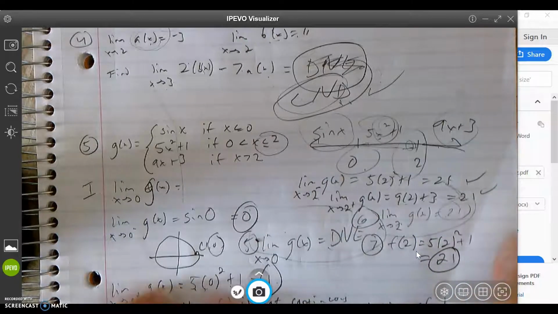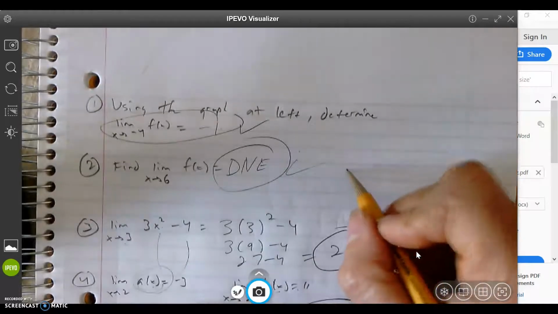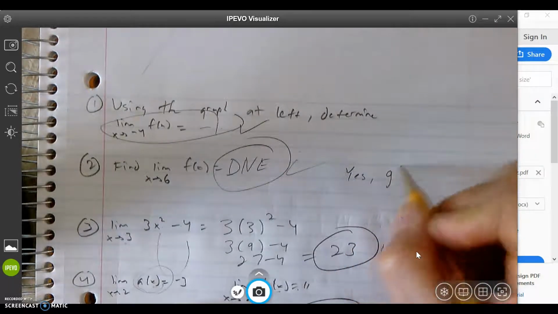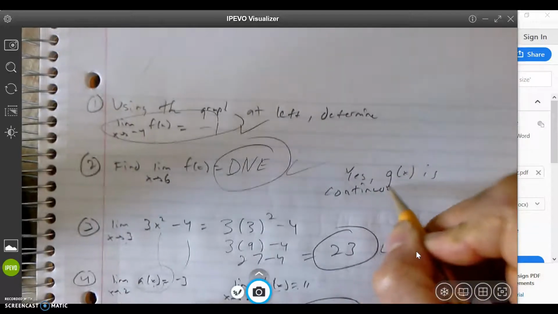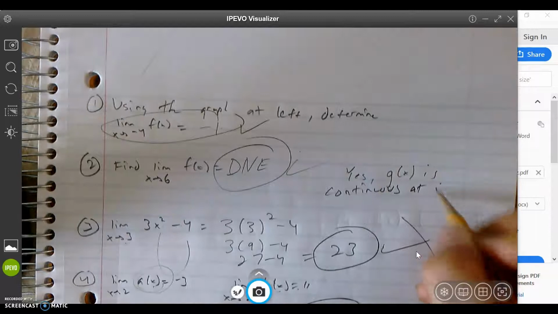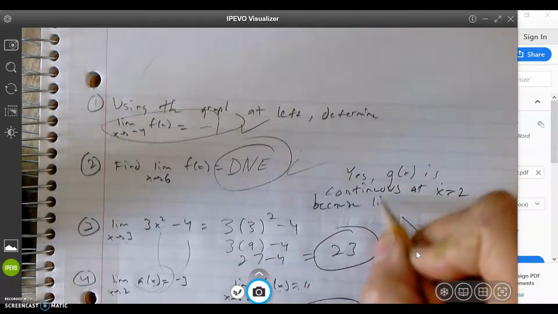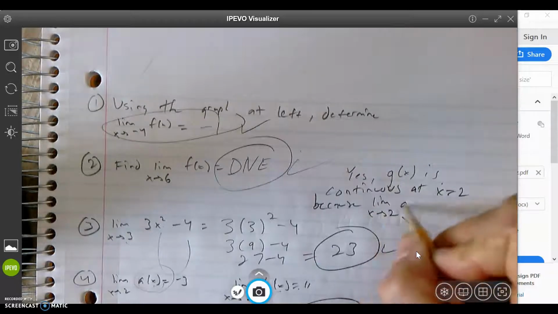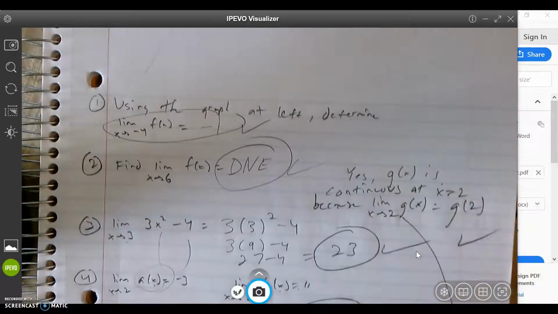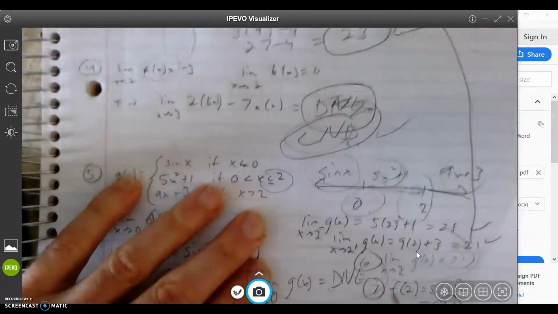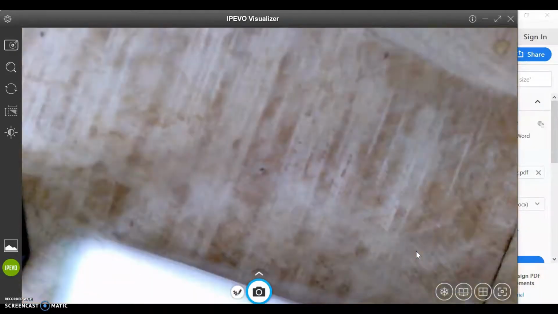You good. So concluding statement, I'm going to write it up here because I need more room. This is number 7. Yes, g of x is continuous at x equals 2 because the limit as x approaches 2 of g of x equals g of 2. Boop! Got it. Sorry. And down here, I messed up. This should be g of 2. My bad.